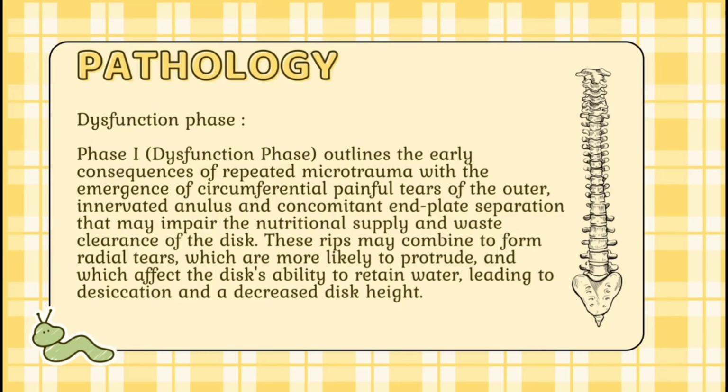The dysfunction phase outlines the early consequences of repeated microtrauma, with the emergence of circumferential painful tears of the outer, innervated annulus, and concomitant end-plate separation that may impair the nutritional supply and waste clearance of the discs. These tears may combine to form radial tears, which are more likely to protrude, and which affect the disc's ability to retain water, leading to desiccation and a decreased disc height.